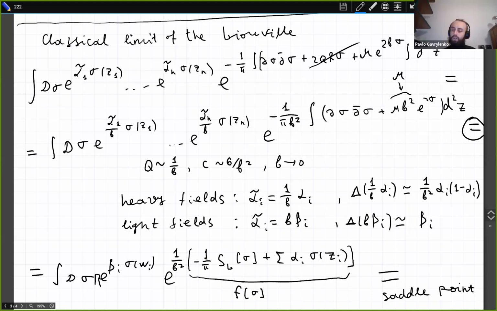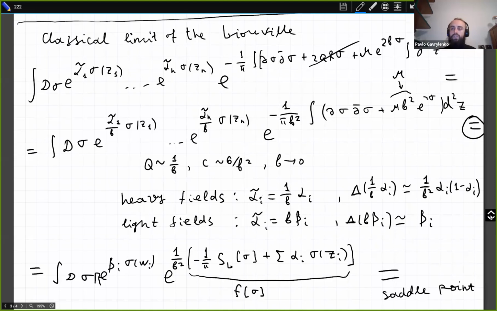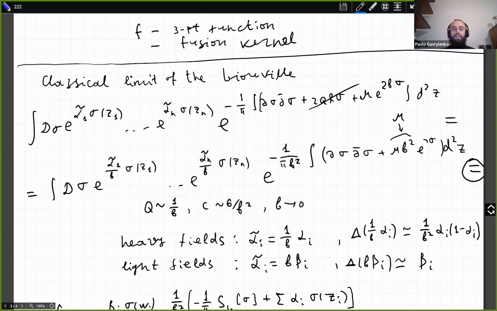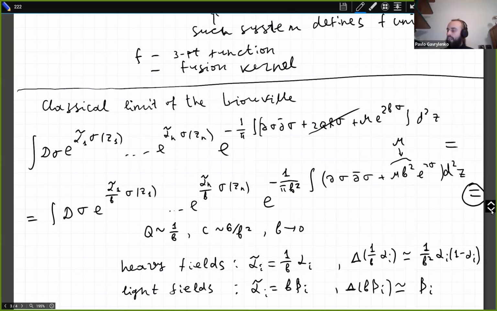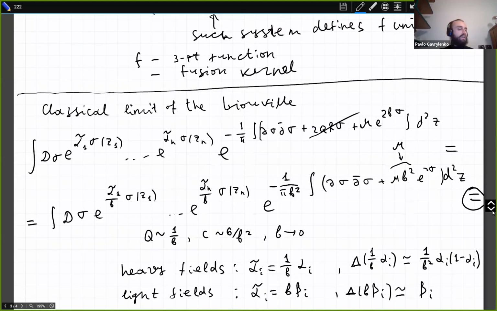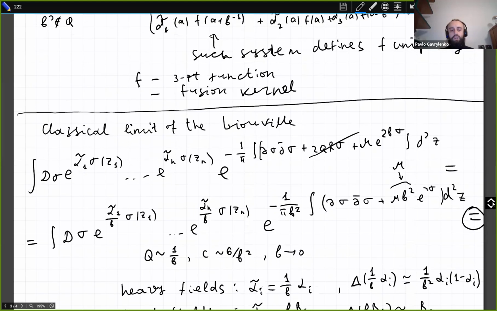But here it is even simpler than in the actual theory. Here measure in sigma is just linear measure, so there is no place for anomaly. It is just a shift of the zero mode.